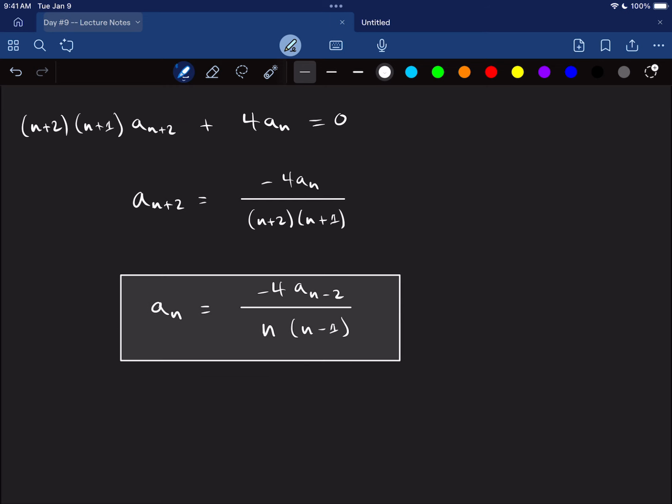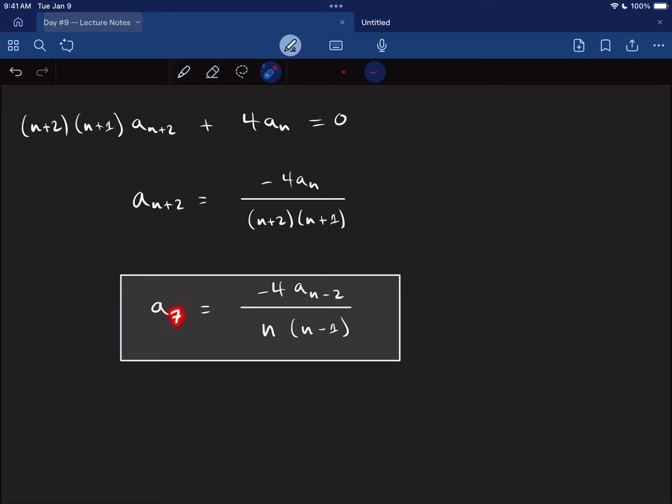This I really like because I have a formula for a sub n, and it makes it very clear to me that it is dependent on whatever the coefficient was 2 before it, right? So two older coefficients. So there we go. Now, you might be able to see this pattern, but I'll say it explicitly here because we're doing a video. The even values of n all are connected to one another. And the odd values of n are all connected to one another, but they don't intermingle with one another.